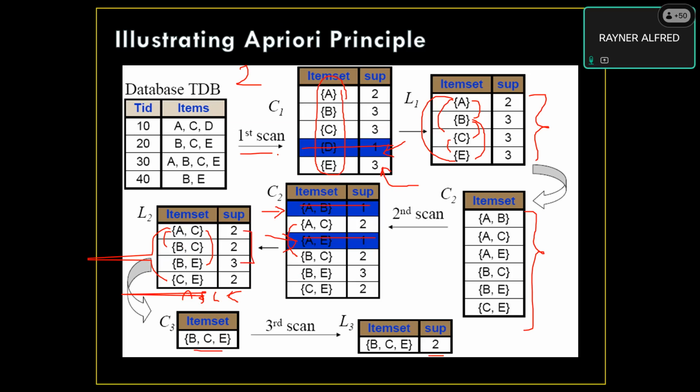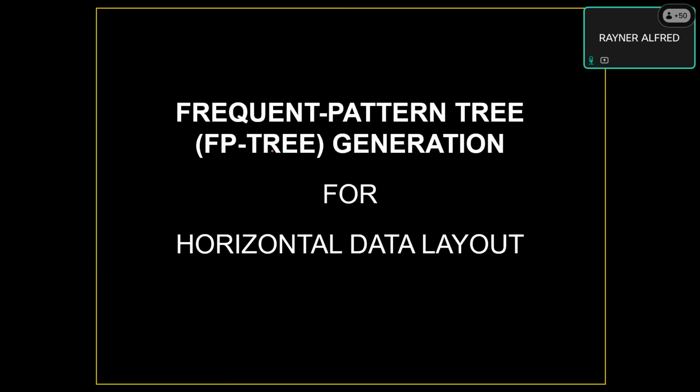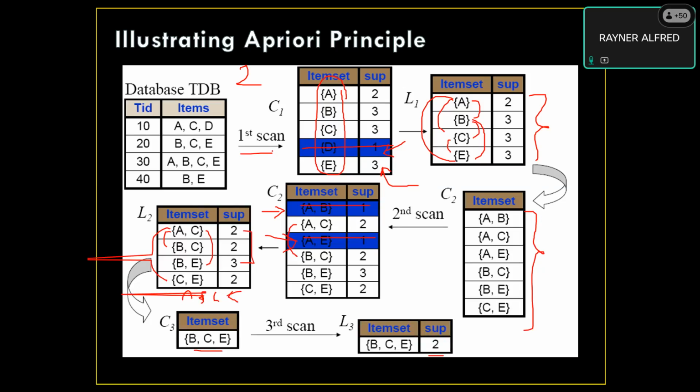Okay, so one of the questions in the exam will be this one. So this is a very easy one. This is based on the Apriori principle. So we start with one item set. We look at the minimum support, then we eliminate the ones that do not fulfill the minimum support requirement. Okay, so this is the Apriori principle.